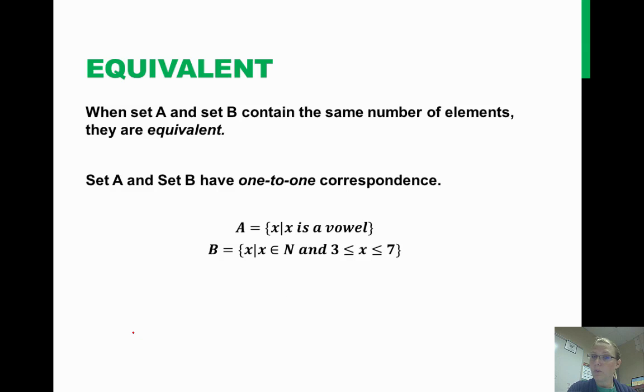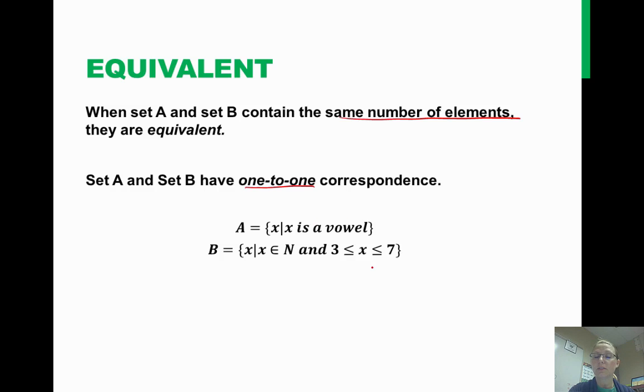I'd like to talk about equivalent sets now. Remember, equivalent, well, you don't know this yet actually, but equivalent is the number of elements in a set. It doesn't mean it's an equal set. We'll talk about that later. But equivalent, we're just looking at the cardinalities of the set. And they also should have one-to-one correspondence.